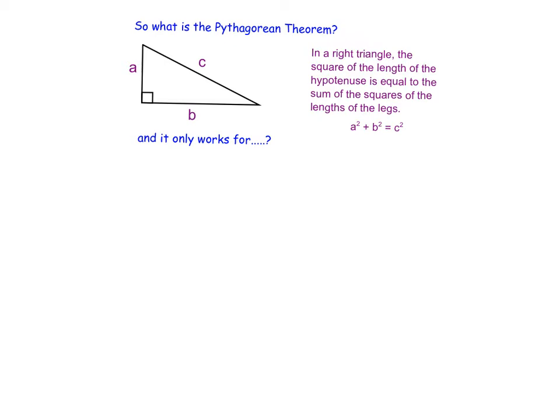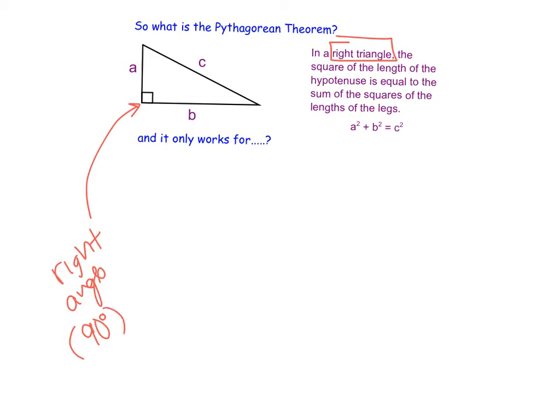The Pythagorean Theorem discusses only right triangles. So if you don't know what a right triangle is, right triangles are triangles that contain a right angle. So they contain a 90-degree angle for one of those angles in the triangle. So a right triangle contains one 90-degree angle, hence the name.